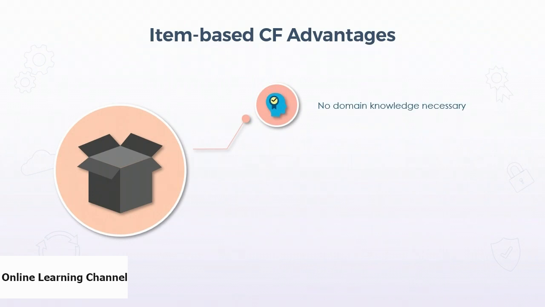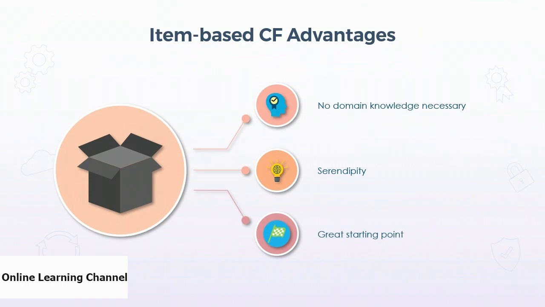The first one is that no domain knowledge is necessary. We don't need domain knowledge because the embeddings are automatically learned. Second is serendipity. The model can help users discover new interests. In isolation, the ML system may not know the user is interested in a given item, but the model might still recommend it because similar users are interested in that item. And the last is a great starting point. To some extent, the system needs only the feedback matrix to train a matrix factorization model. In particular, the system doesn't need contextual features. In practice, this can be used as one of the multiple candidate generators.